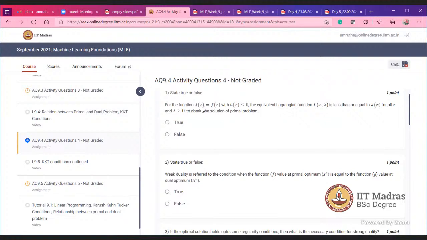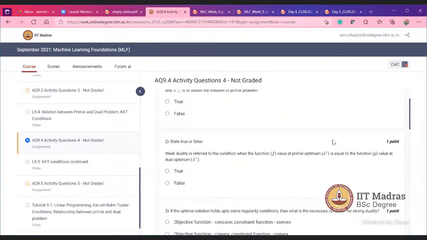Here you have a function J of x, taken directly from our video lecture. This function has a constraint h of x, the primal problem. When you have an equivalent Lagrange function, its value is less than or equal to J of x. Is this a true or false statement? It's a true statement. This is the primal problem, and the other is the dual problem.